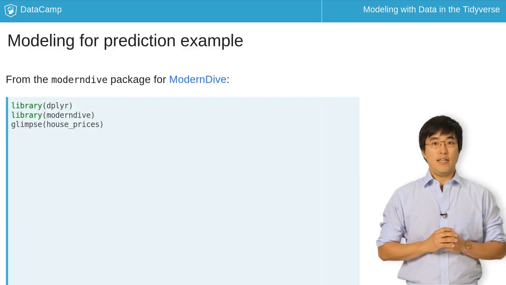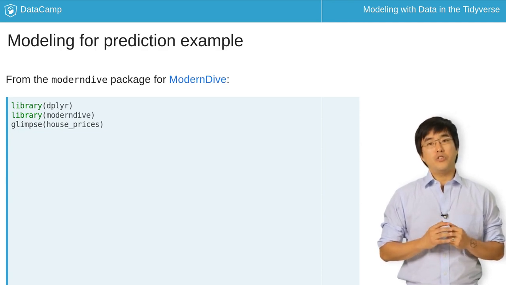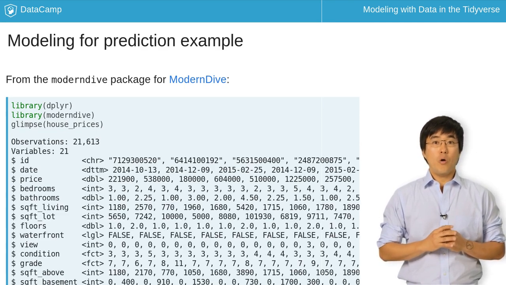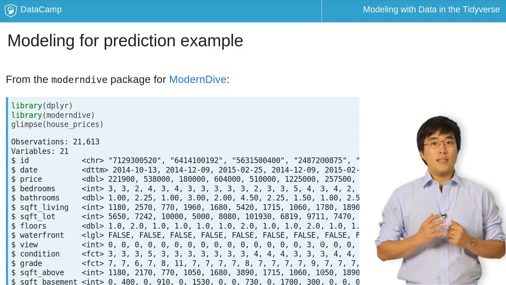Just as with the evals dataset, I've included this data in the moderndive package, which I preview using the glimpse function. Observe, there are 21,000 rows representing houses and 21 variables. As before, let's perform an exploratory data analysis, or EDA, of the outcome variable price. Recall the 3 approaches to EDA: looking at the data, visualizations, and summary statistics. Since I've just done the first approach, let's now visualize our data.